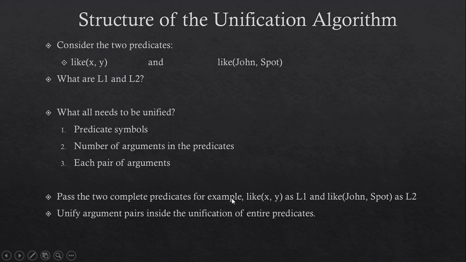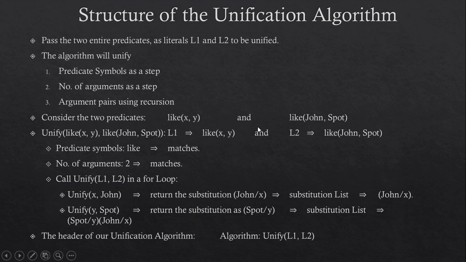Does this give you a hint of the structure of the algorithm? Yes, this can be implemented as a recursive algorithm. That means we need to pass the two entire predicates as literals L1 and L2 to be unified. The algorithm will then unify the predicate symbols and number of arguments as steps in the algorithm. But to unify the argument pairs, we will use recursion.